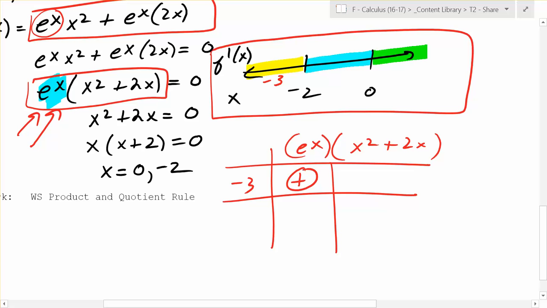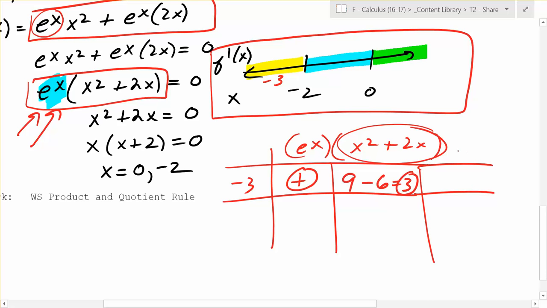Hold on, Alex. Let's plug in -3 here. What do you get when you plug in -3? You get 9 minus 6, which is what? So a positive times a positive means it's what? Positive. So this is increasing, right? Do you agree? Yeah.